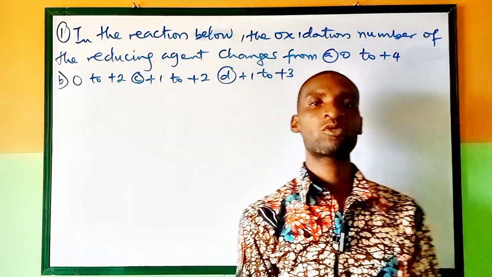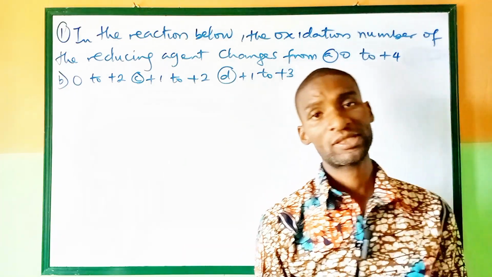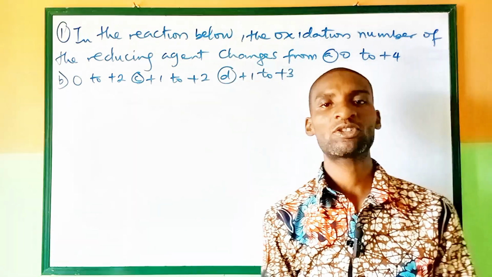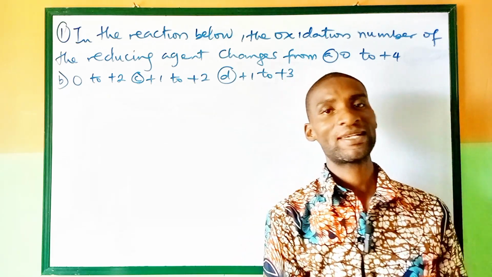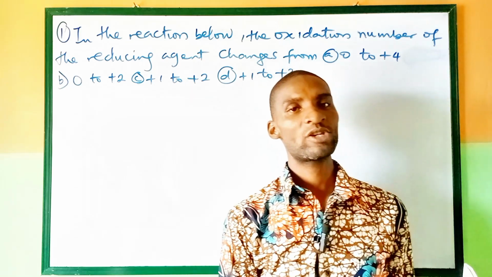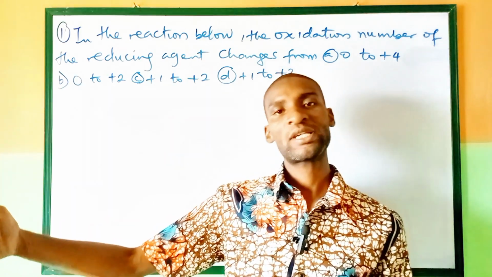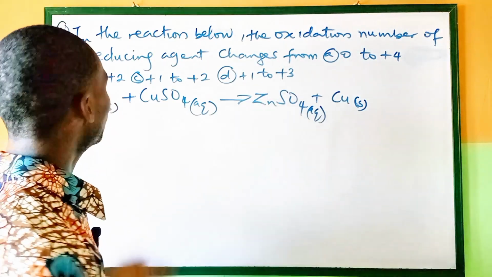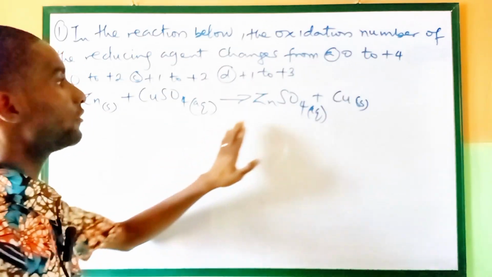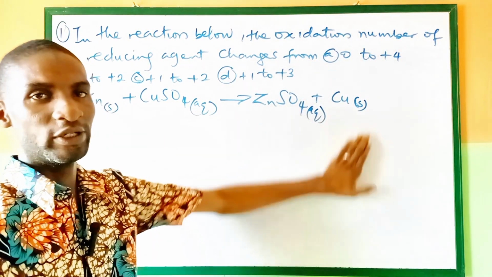In order to answer this question, you need to know what a reducing agent is, what an oxidizing agent is. Now, if you look at a redox reaction, for every reaction there are two sides. You have the reactant side, you have the product side. The reactant side is the side where you have two reactants that are reacting together, and then you have the product side where you have two or more products. So this is the equation: zinc is reacting with copper(II) sulfate to give you zinc sulfate and copper as solid.